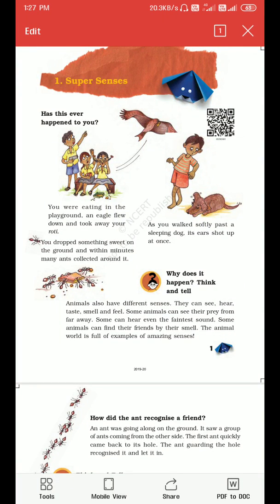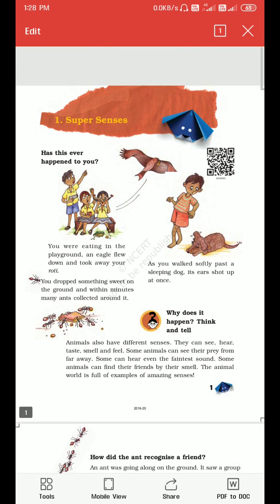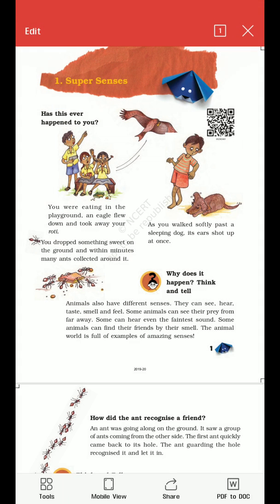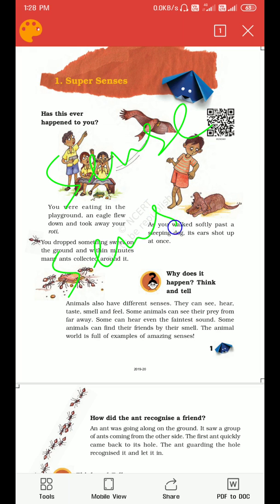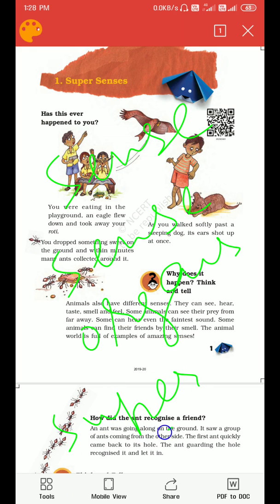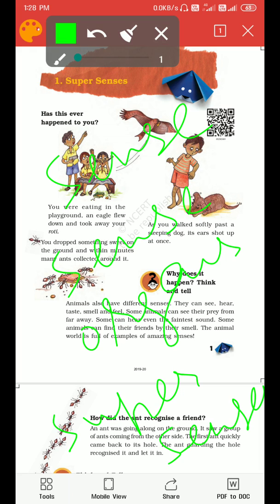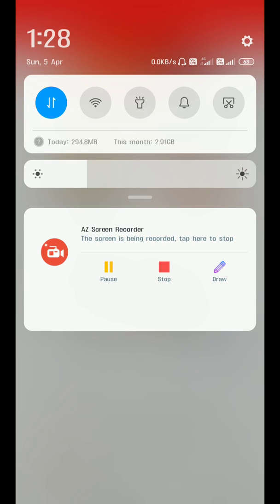Hello kids. Today we are going to study some very interesting topics. The topics included are senses, then sense organs, and then super senses. So first we start with the topic that is sense.